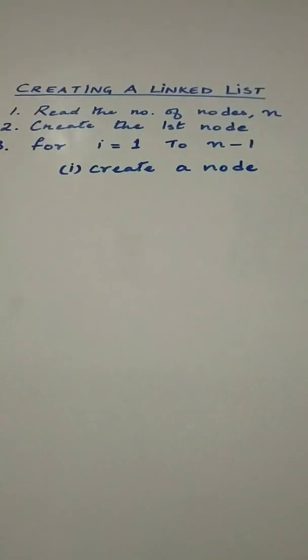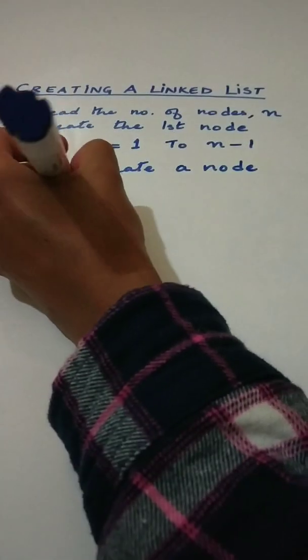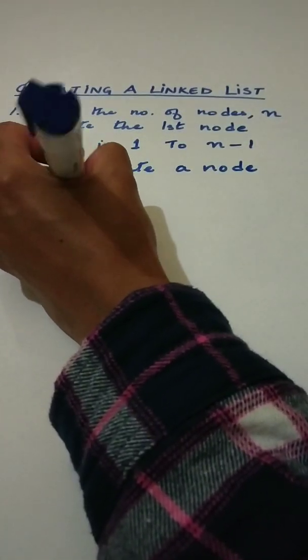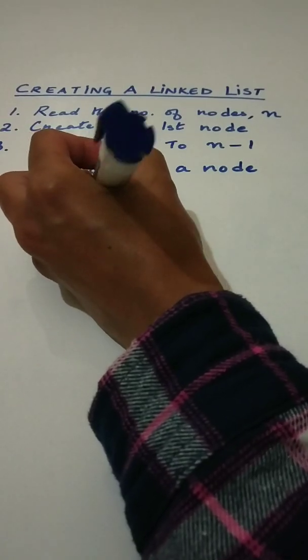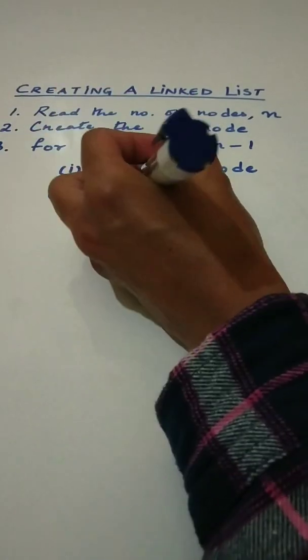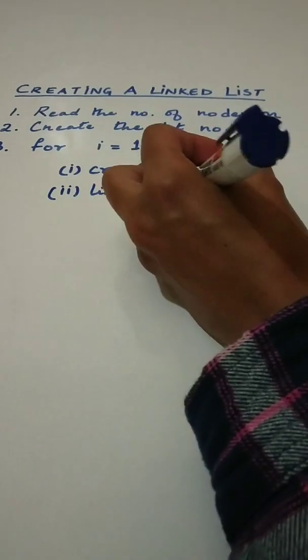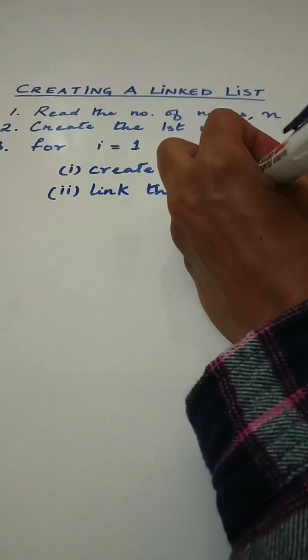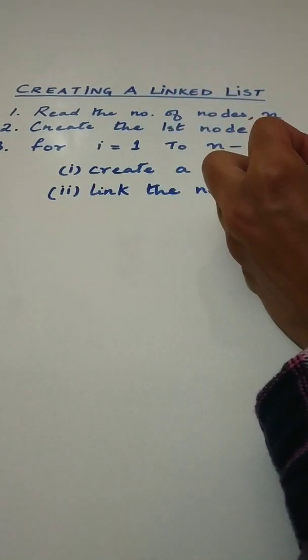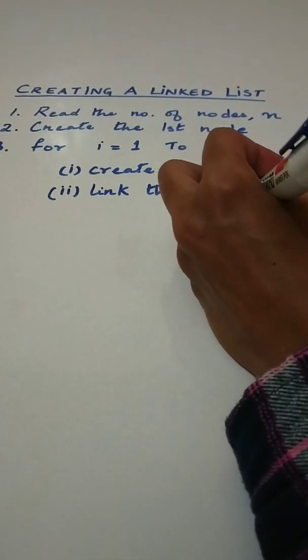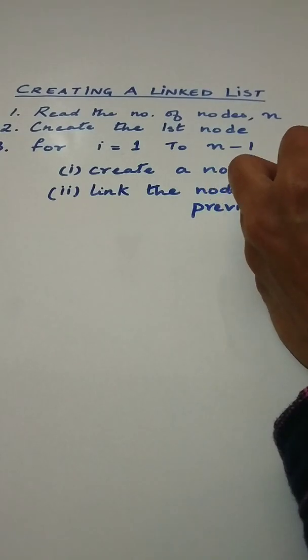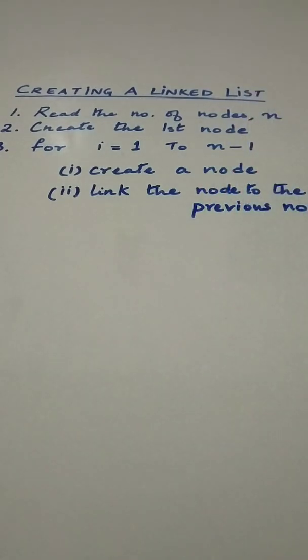Same series of steps that I did before. I will create a node, but then what will I do? I will not point it to null. After creating this node, I will link the node that I create here to the previous node. That's what I will do. I will link it to the previous node. So these are the steps that I will need in order to create a complete list.